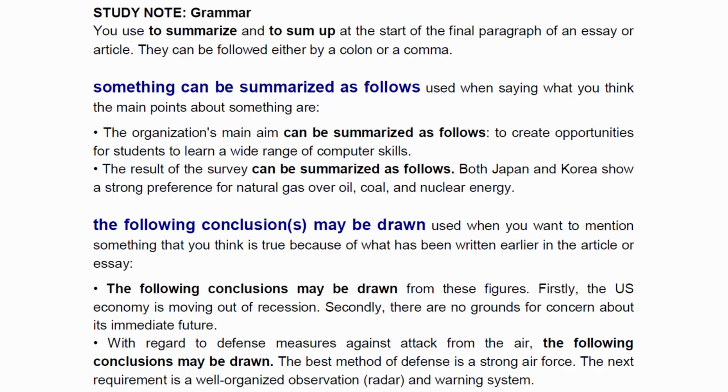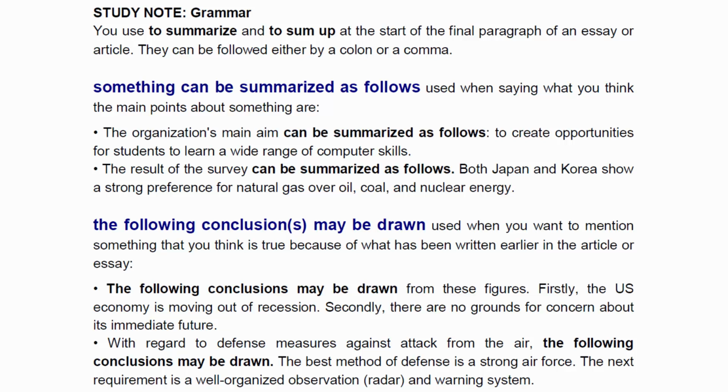Next, study note. You use "to summarize" and "to sum up" at the start of the final paragraph of an essay or article. They can be followed either by a colon or a comma. You know, colon, there are actually 2 dots, so we call it colon, or they can be followed by a comma. "Something can be summarized as follows" is used when saying what you think the main points about something are. For example, the organization's main aim can be summarized as follows.